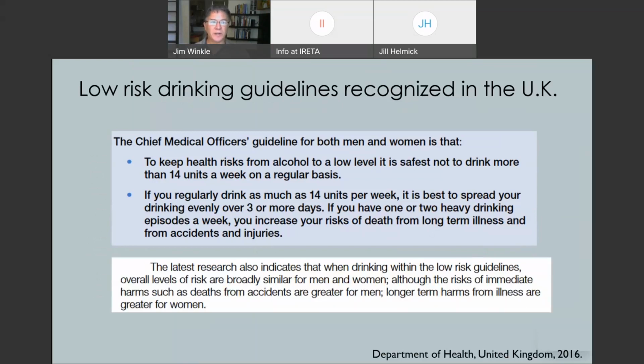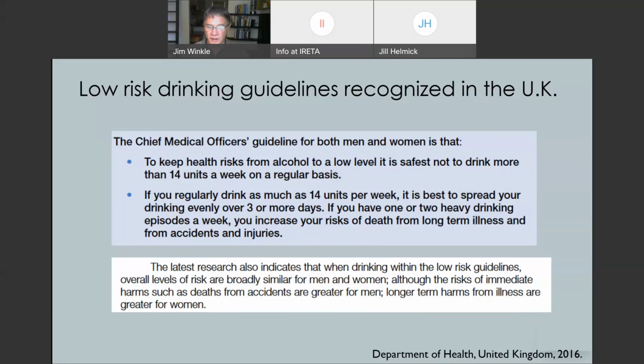I mentioned before that other countries don't use gender. So here is more evidence on why we criticize these low risk limits. Well, the United Kingdom, a pretty educated, advanced first world country, similar to the United States, thinks the guidelines should apply to both men and women. You can see right there, they do not make a distinction. And they say that 14 units, what they call standard drinks, a week is the limit for all people.